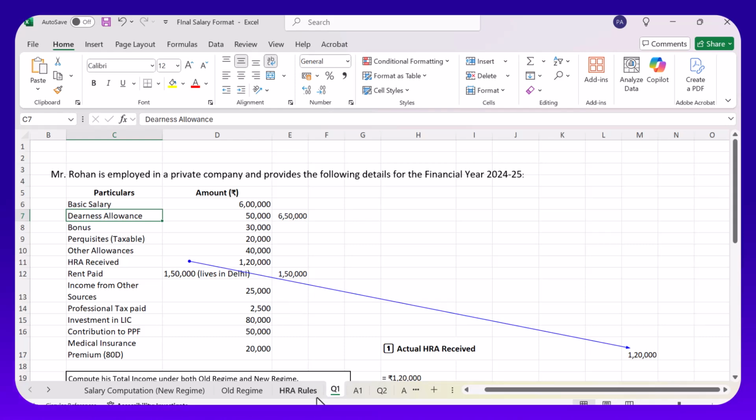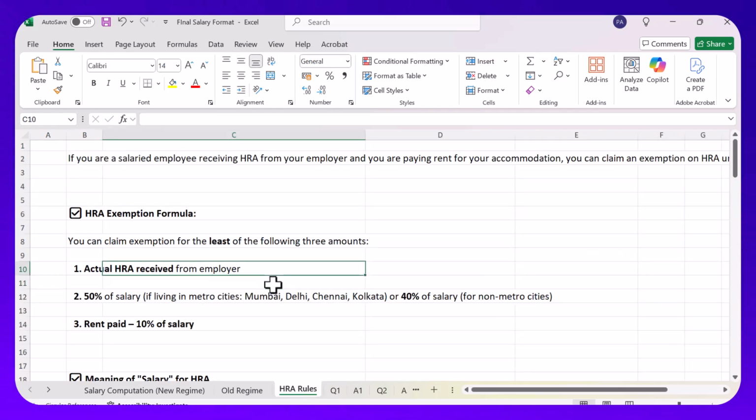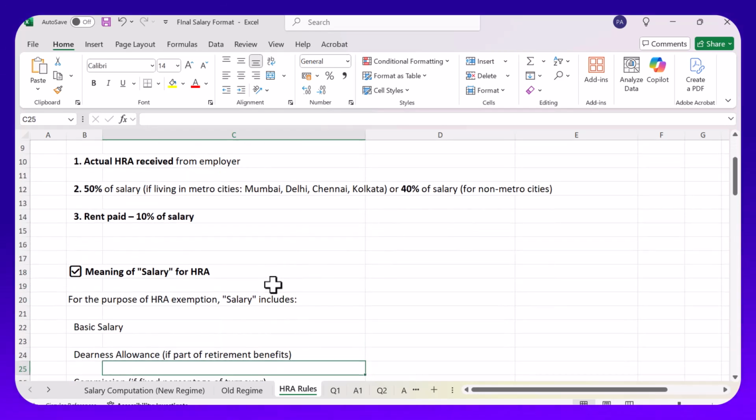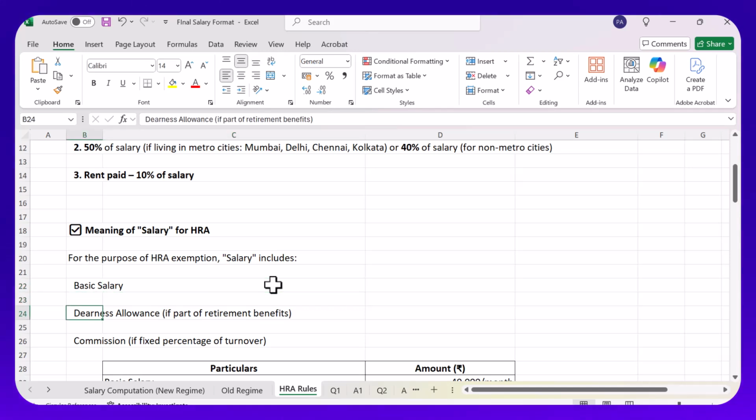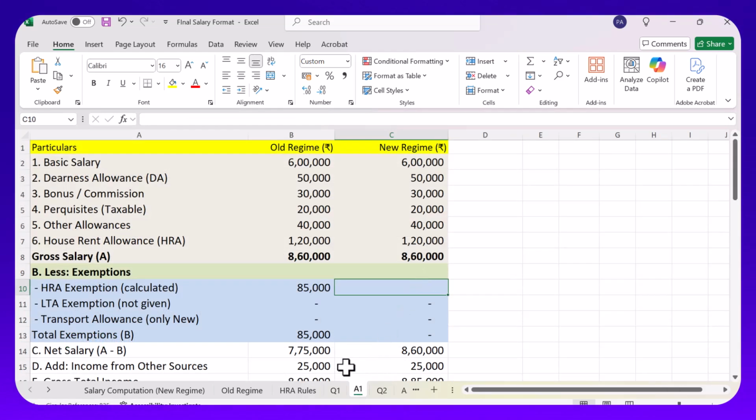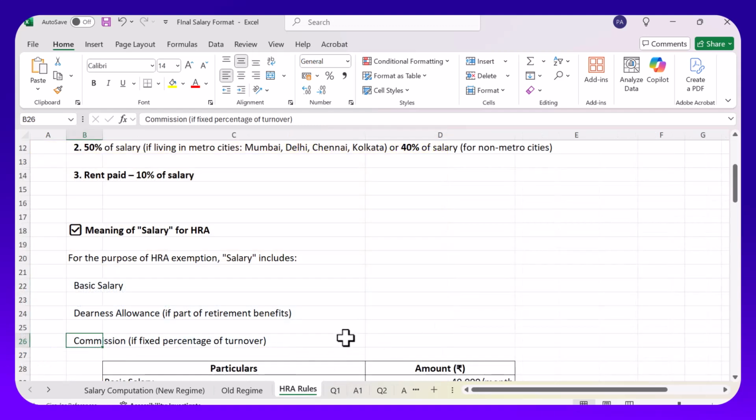If you go back to the HRA rules and see the rules, it is mentioned that for the purpose of 50%, the salary includes basic salary, DA allowance, and commission. So these three things are included for calculating that 50% and 10%. So in our question, only basic salary and pay is given, and there is no commission. So that's why we have calculated the HRA here.